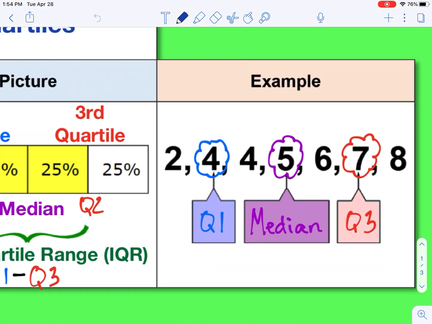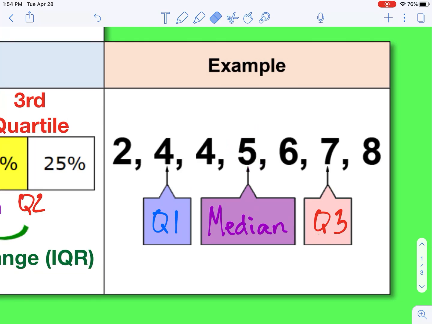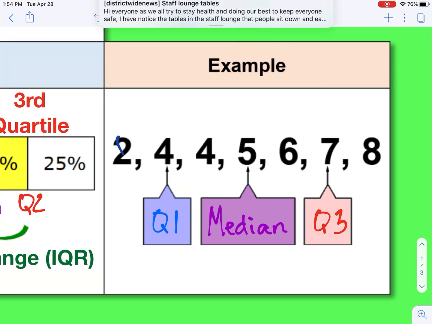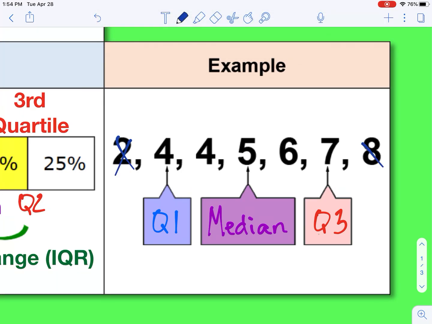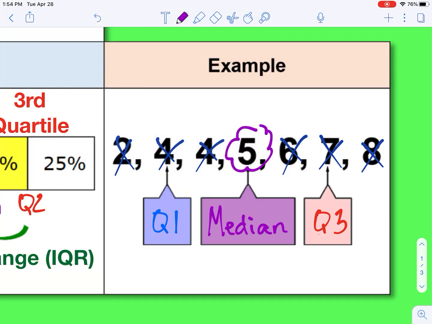So let's go ahead and take a look at this example here. I'm actually going to erase something so you can see how this works. So I have a set of data. I've got 2, 4, 4, 5, 6, 7, and 8. Now if I was to find my median, again, I like to cross off 1 on each side until I only have 1 left. I'm going to find out that my median is going to be 5. Okay? So there's my median.